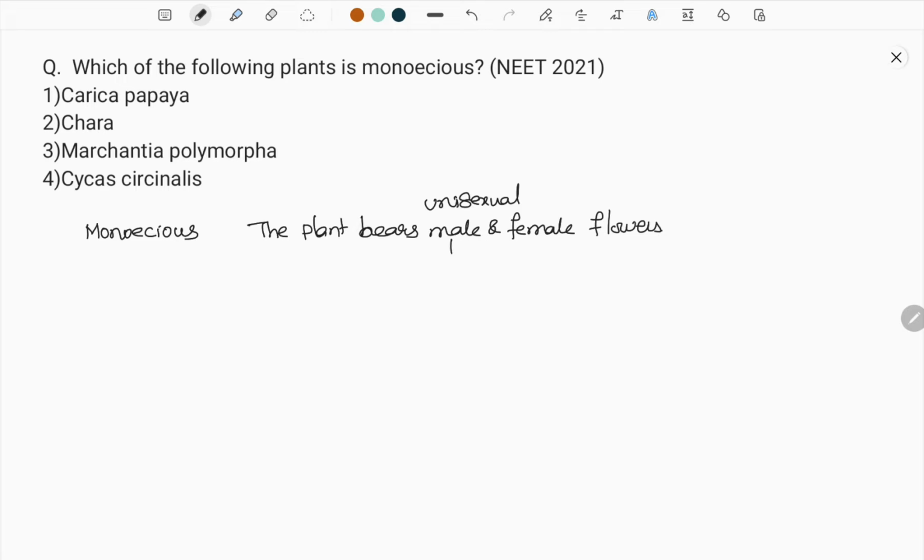Generally, if it contains the stamens, the flower is said to be staminate. If the flower contains pistil, it is female. It is called pistillate. So when the plant bears two types of flowers, male and female, such a plant is called monoecious. The opposite of this is dioecious.